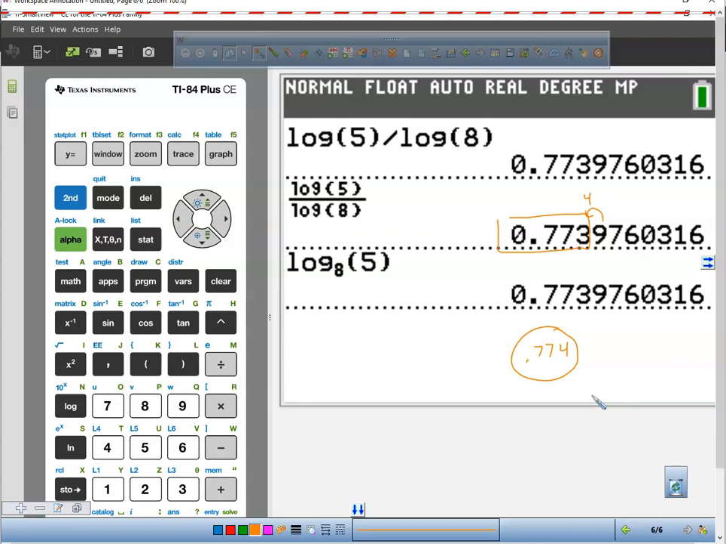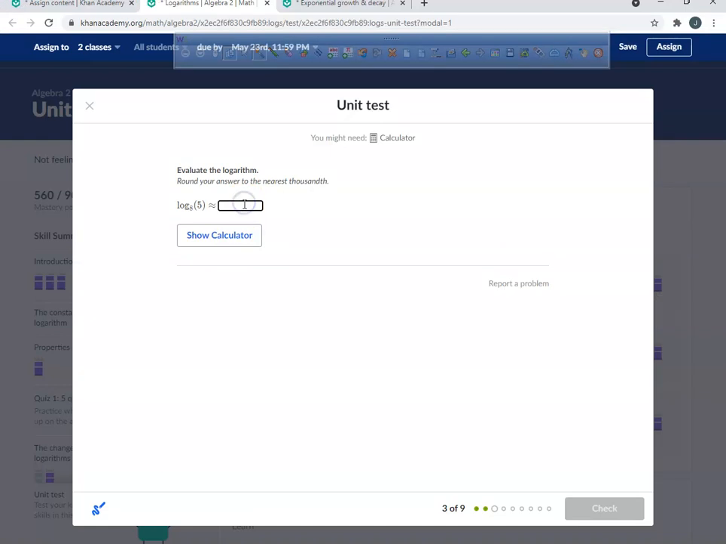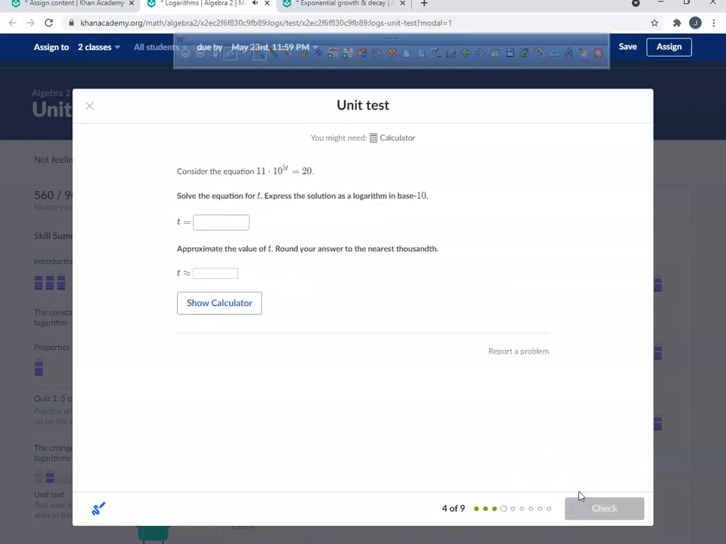Okay? 0.774 is what I'm going to type in. Okay? Would you guys agree that that's pretty much a gimme? Okay, so this is where we actually learn how logarithms work.